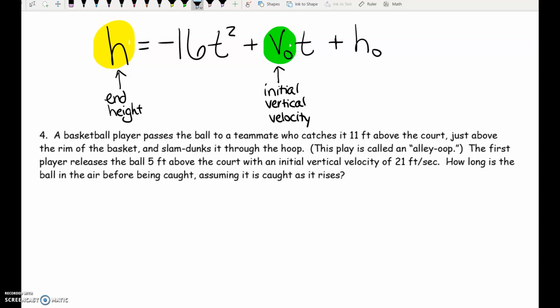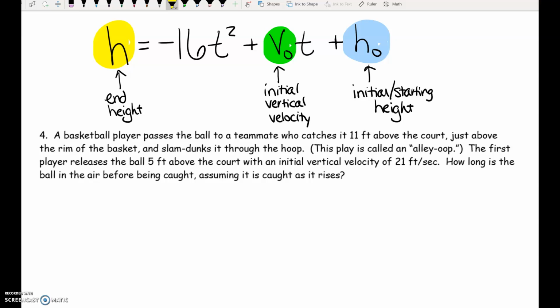And h sub 0 is the initial height, or the starting height. Initial is the same as starting, so the starting height. If something is launched out of a cannon that is 10 feet in the air, the starting height is 10 feet. If something is thrown and it's released at 6 feet above the ground, then the initial height is 6. So let's look through this problem.